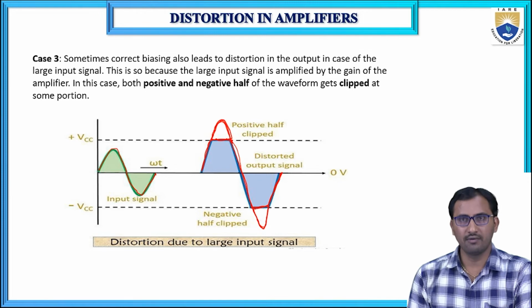So in total, because of these three reasons, we get a distorted output waveform. The first case is poor biasing, where there is clipping at the negative peak of the output waveform. If we provide extra biasing, then clipping takes place at the positive peak of the output waveform. Similarly, even if we provide proper biasing, because of very high input voltage, clipping takes place at both the positive peak and negative peak of the output waveform.